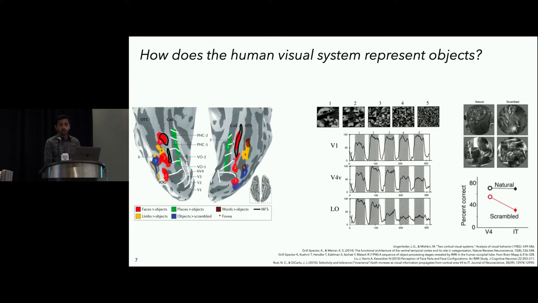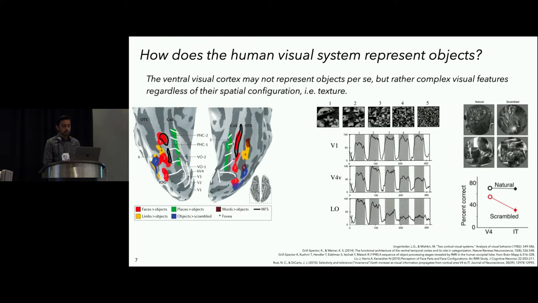So these two hypotheses are, of course, really difficult to disentangle. Prior work has attempted to do so by scrambling up images and comparing the neural response between intact and scrambled images. However, these scrambling manipulations end up disrupting not only the configuration of features in objects, but also the complex visual features themselves. So this alternate hypothesis remains a possibility, which is that the ventral visual cortex may not represent objects per se, but rather the complex visual features that make up objects, regardless of their spatial configurations, that is, textures.